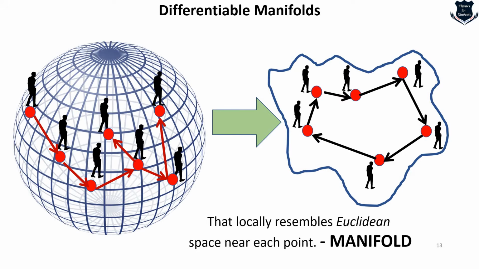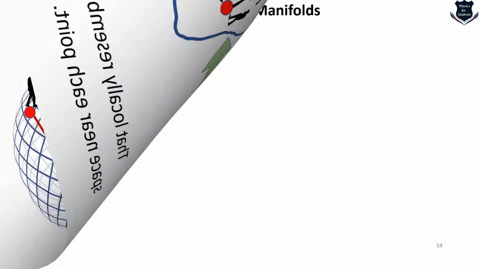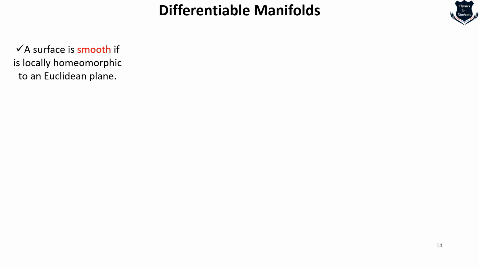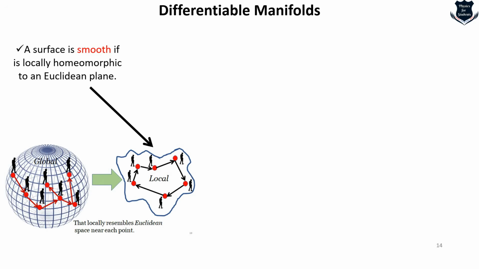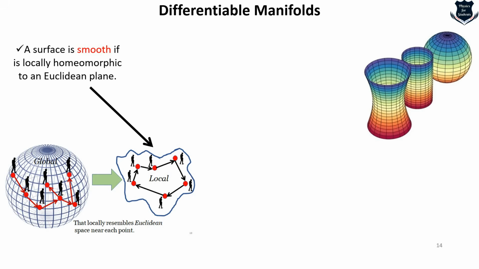So all of the physics which is taking place on the sphere, the same physics is taking place on a flat manifold. So that is why this is called a global space and this is called a local space. Now you might say, why? Because in local space we can use calculus, and that is why we are using the concept of manifold. Technically we say a surface is smooth if it is locally homeomorphic to a Euclidean plane. Simple. As you can see, from global, I can see something which is happening local.